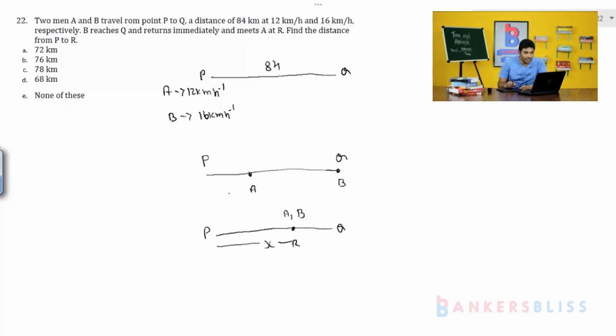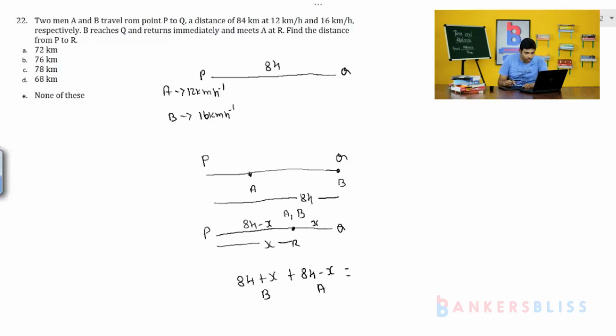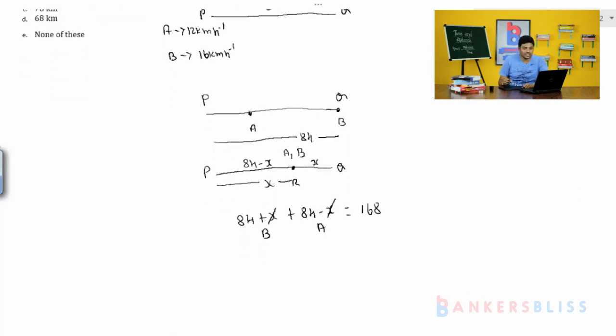See here, B is going to cover 84 kilometers, the entire distance. Next he is going to cover some more distance, that is x. So this person has covered 84 minus x. So altogether 84 plus x, that is the distance travelled by B, and 84 minus x, that is the distance travelled by A. Plus x and minus x get cancelled. So altogether they are going to cover 84 plus 84, that is 168 kilometers.